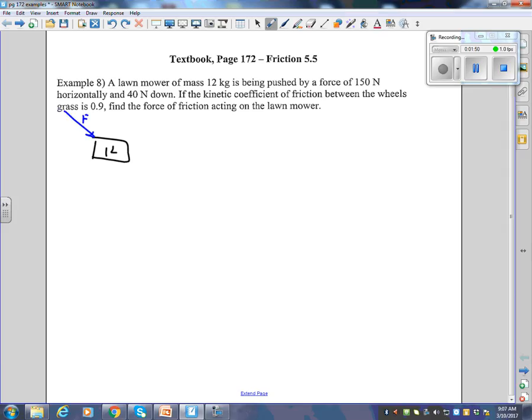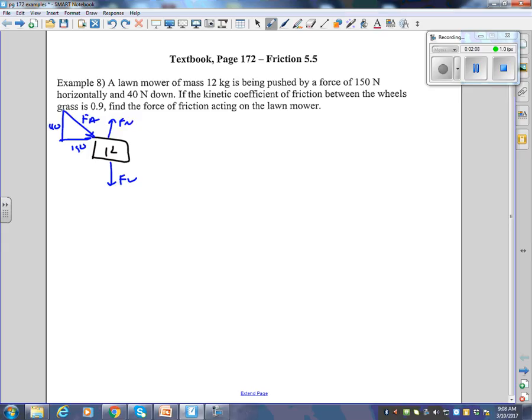Right? FA, right? So this would be the 150, and this would be the 40. Maybe that's a better way to show it. Right? And then we still have weight force, and we still have normal force.